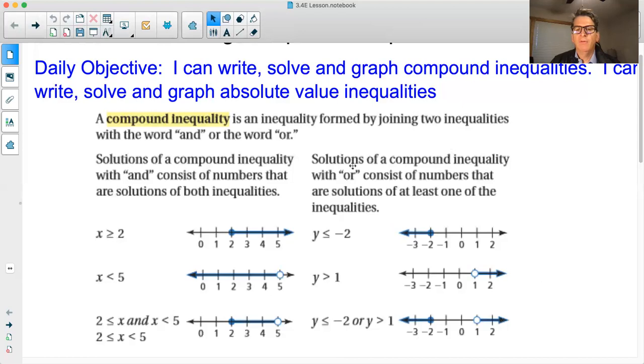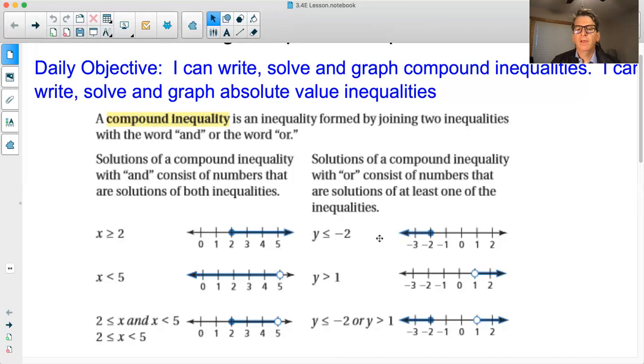On the right here, we have the example of or. Solutions of a compound inequality with or consist of numbers that are solutions of at least one of the inequalities. So the first graph is y is less than or equal to -2, and the second graph is y is greater than 1. If you combine these two with the word or in between, the solution would be the numbers that satisfy at least one of the inequalities.